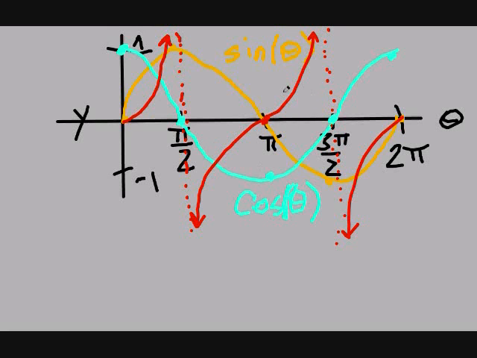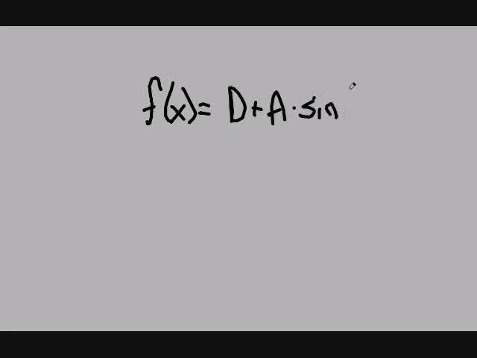So how is this going to work in terms of graphing? Well, we just graphed them on their basic sense. But I'm just going to use sine as an example. So all of our trig functions are basically going to be of this form. So f of x is equal to d plus a times sine of b times x plus e. Alright, so d plus a times sine, or cosine, or tangent, of b of x plus e.